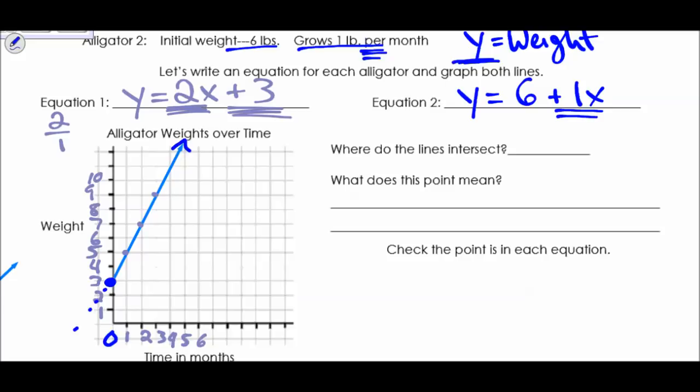All right, for the second one, starting at 6, that's my y-intercept, and using a slope of 1. So I'm starting at 6. Using a slope of 1 means I'm just going up 1 each time. Let me connect my dots one more time.